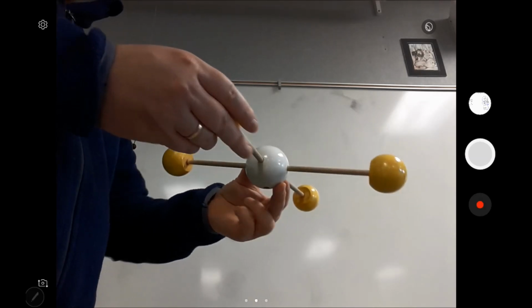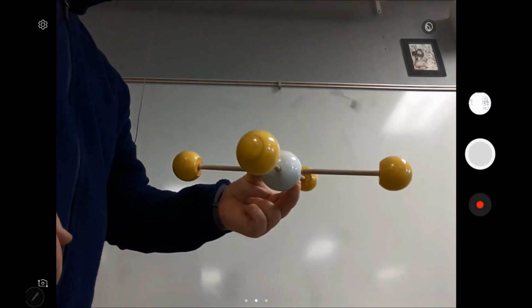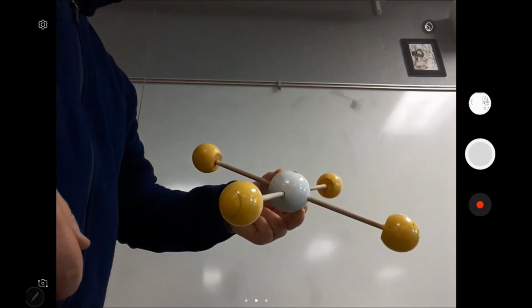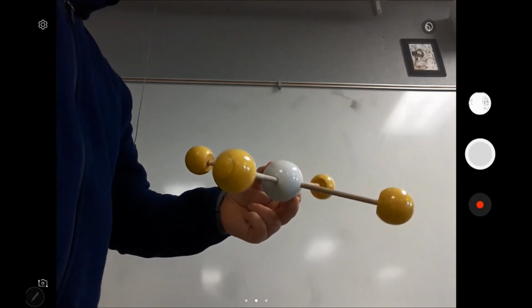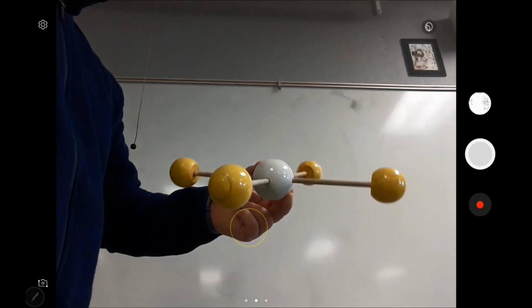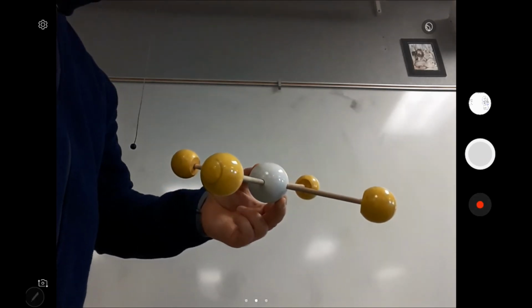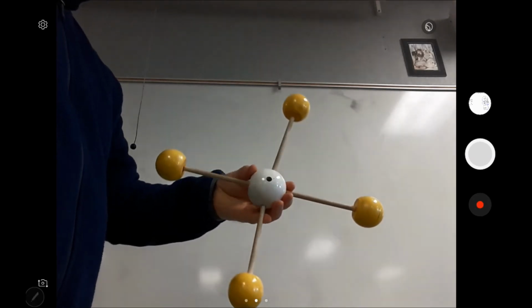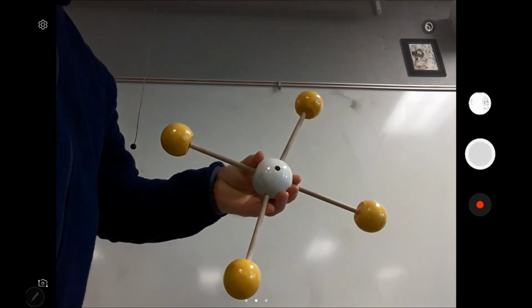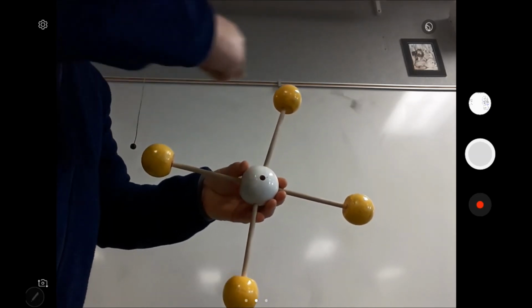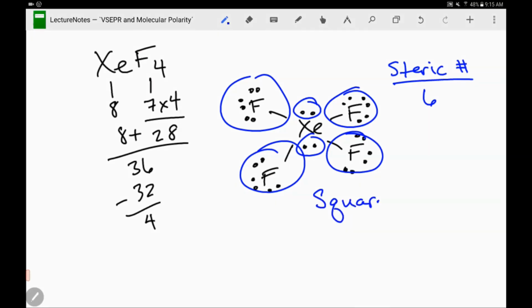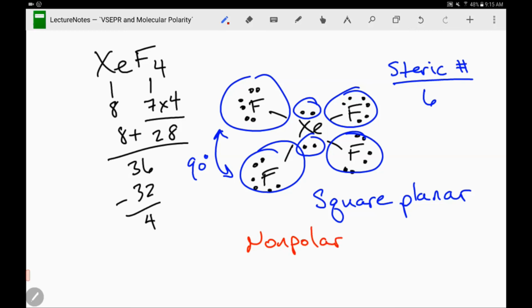Now, the electron lone pair on the top is canceling out the electron lone pair on the bottom, so this shape is symmetrical. And the bond angles here, because the lone pairs are canceling each other out, the bond angles are exactly 90 degrees. The shape is square planar. The bond angles are exactly 90 degrees. And this is a non-polar geometry.